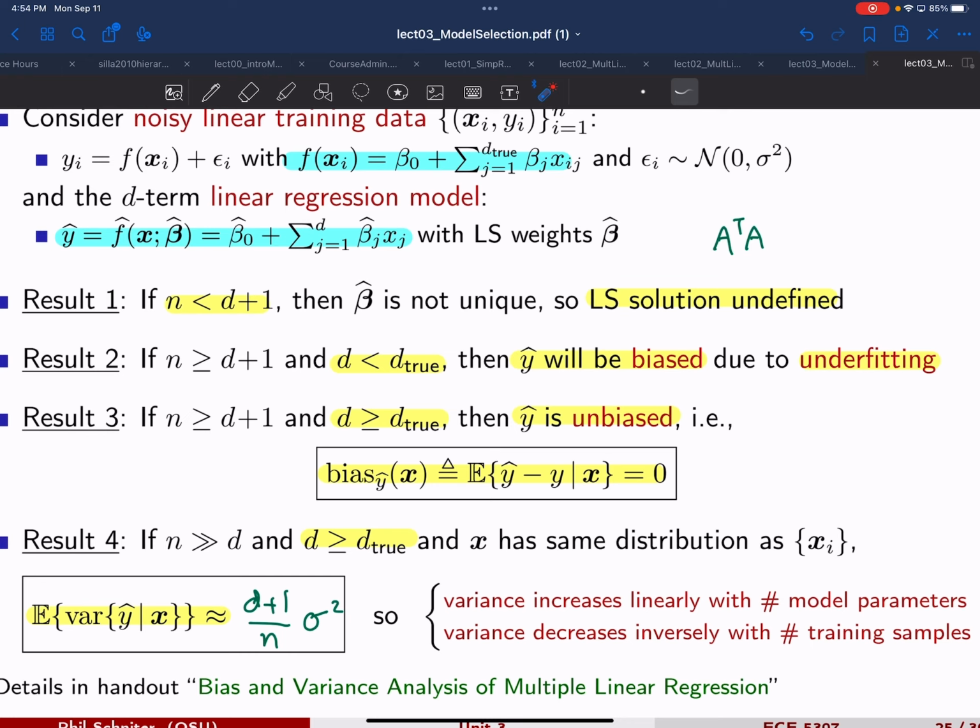There's another way we can understand this, which is if you have a model of fixed complexity D and you have access to more and more data, how does that help you? Well, now you can see that as n gets large, your variance gets smaller. So this is why we like large data sets, large training sets: they reduce our variance. So a lot of insights from this analysis.